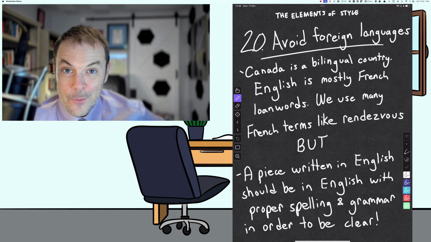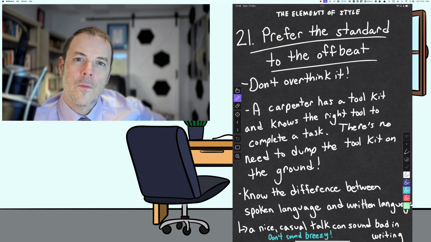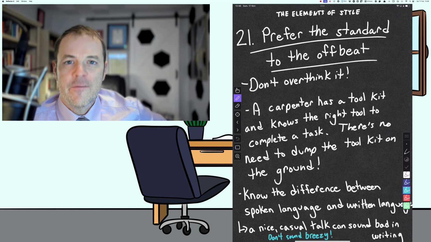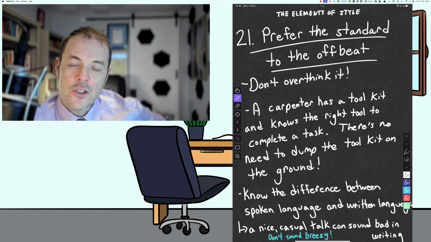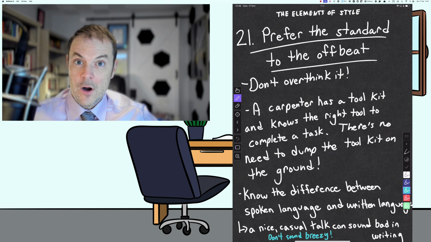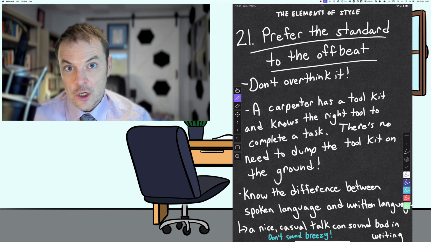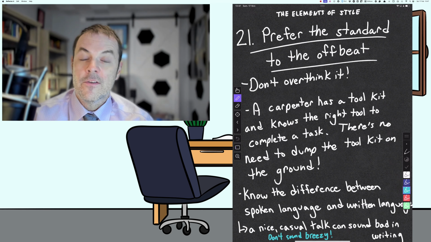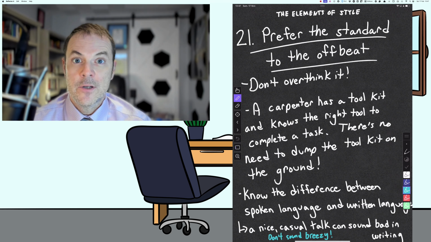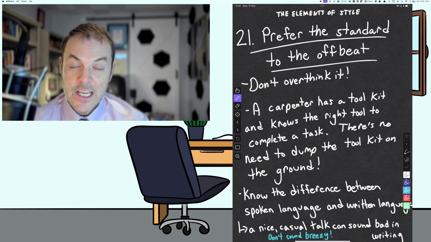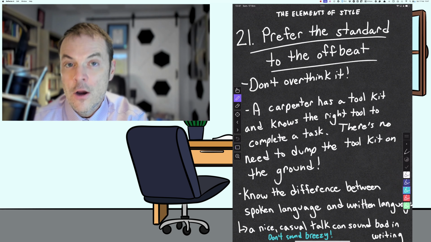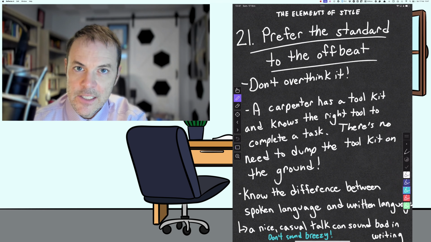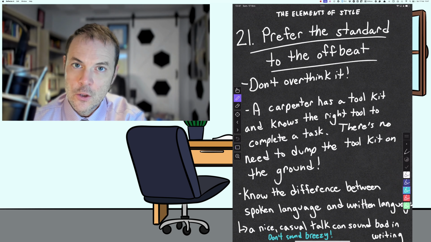And of course, what do we really want to do in our writing? We want to be clear. Prefer the standard to the offbeat. What this really means is don't overthink it. Imagine a carpenter with a big toolbox. That carpenter doesn't go to a job, dump all the tools on the floor, and then use every tool for that job. Instead, the carpenter is going to open up his toolkit and use whatever tools are needed for that particular job. It's the same with your writing piece. Use the tools you need to use to do the job.